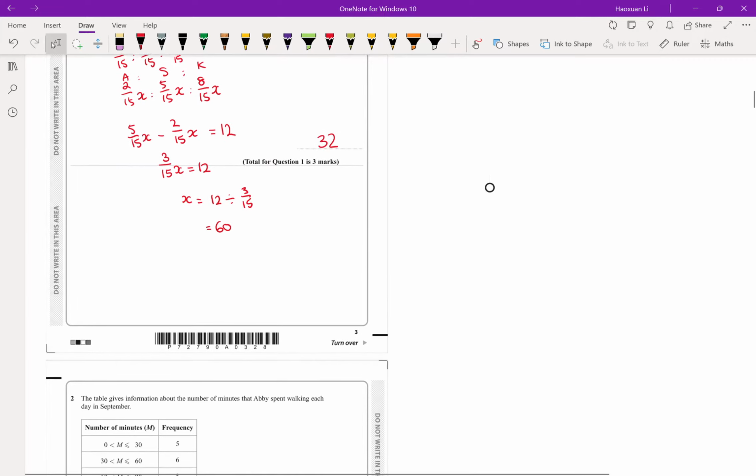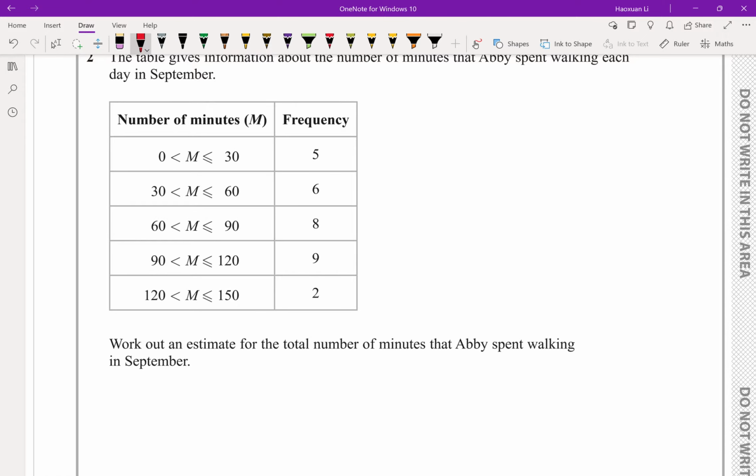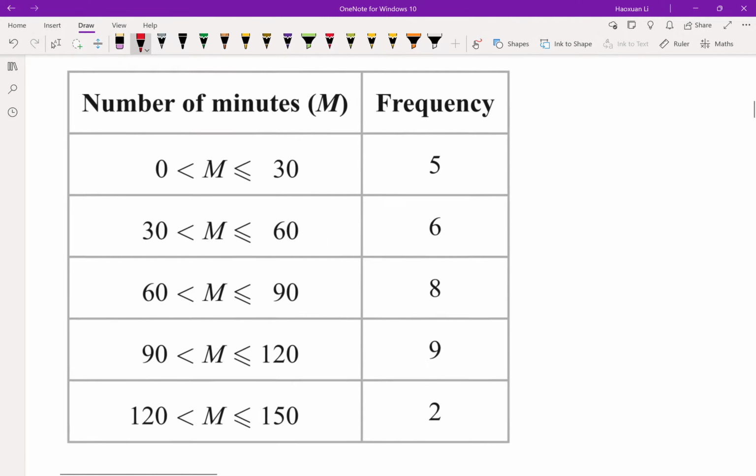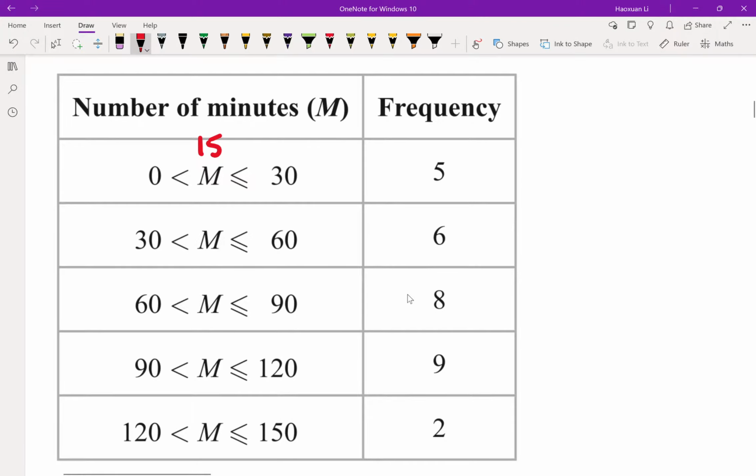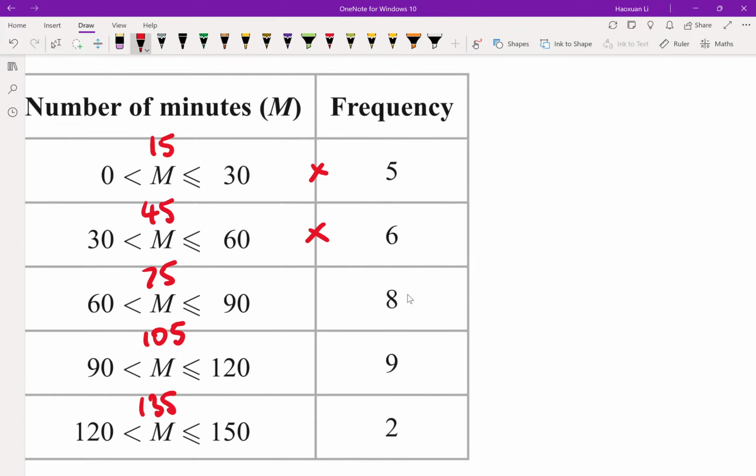Question 2. The table gives information about the number of minutes that Abby spent walking each day in September. So here is the information. Work out an estimate for the total number of minutes that Abby spent walking in September. So basically, you find the midpoint of it. So let me just do so. And then you just have to times them all by the frequency.